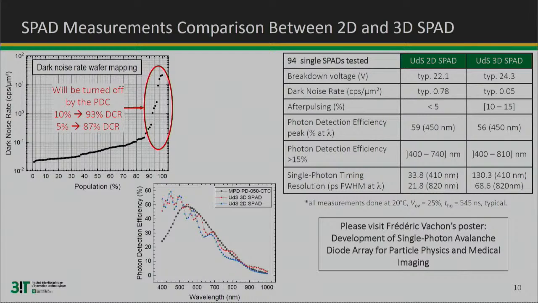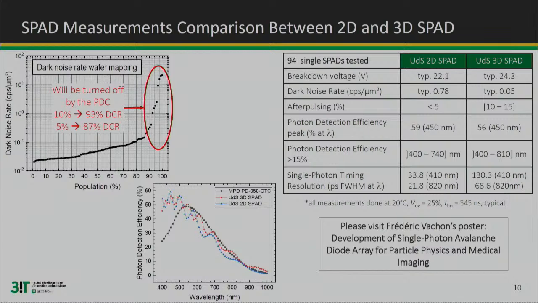And now I will come back to what I was telling you 2 slides ago, that we can control dark count. Here what you see is the population of the dark count rate with respect to the population of SPAD in an array. And as you can see, in these measurements that we did, if we shut off 10% of the SPAD, we get rid of 93% of the dark count rate. And if I want to keep more fill factor and I'm willing to sacrifice only 5% of my SPAD, I can still win 87% of my dark count, which is still significant.